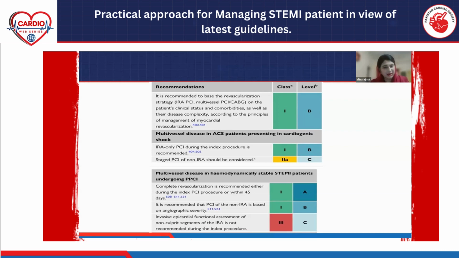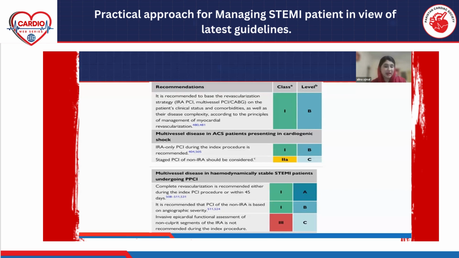However, staged PCI of the non-infarct-related artery should also be considered. This is class 2A, right? But if the patient has multivessel disease and is hemodynamically stable, you can have complete revascularization either during the index PCI procedure, that is, when you are doing the PCI for her STEMI, or within 45 days you can also fix the non-infarct-related arteries. You have two options if the patient is hemodynamically stable: either fix it at the table or take the time for 45 days.